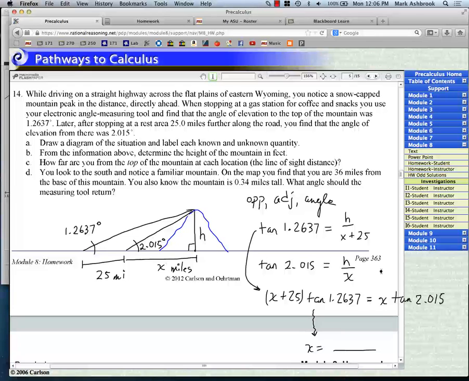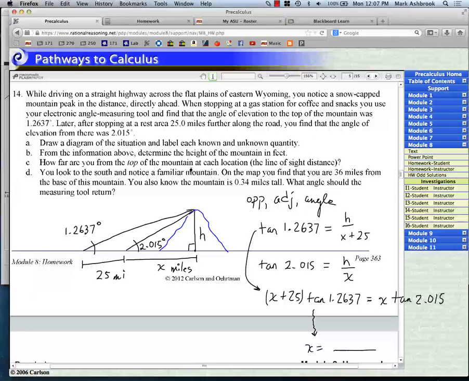Okay, so I'm not going to work through the algebra. Everyone should be able to do that. Just distribute the tangent on the left, gather your x terms, and solve for x. Questions on B? That's answer B. That's how you find B.